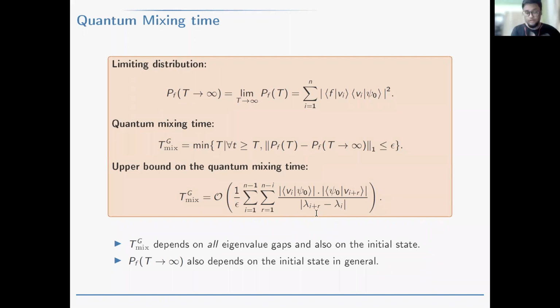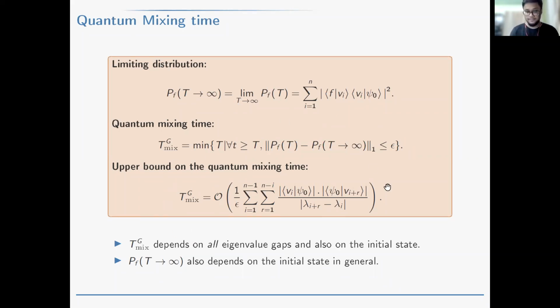So you already notice some difference between classical random walk mixing and quantum walk mixing. The first thing that you notice is that the upper bound of the mixing time depends on all eigenvalue gaps, not just the spectral gap, as was the case with classical random walks, and it also depends on the initial state. So it's not oblivious to where you started from, right? And also this limiting distribution depends on the initial state. So unlike the limiting distribution in the classical case, here you do depend on the initial quantum state that you have. This is the difference.